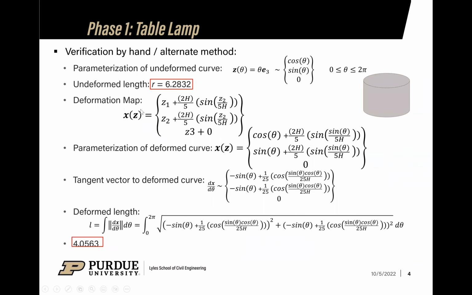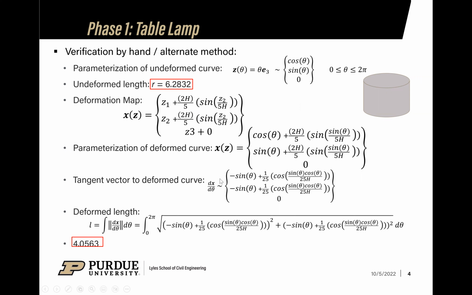So computing for the deformed curve. This is the parameterization for the undeformed curve, which is basically a circle. So it's basically cos theta, sine theta, and 0 with theta varying from 0 to pi. And the undeformed length comes out to be 6.283, which is basically 2 pi r. This is the deformation map as discussed in the first slide. So the parameterization for the deformed curve comes out by substituting these values as z1, sine theta as z2.